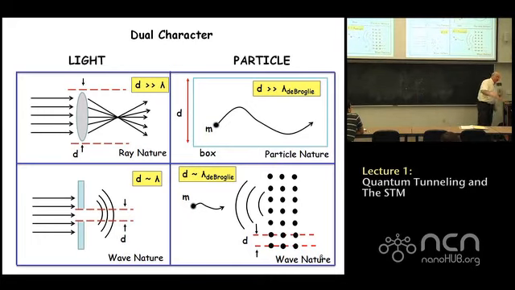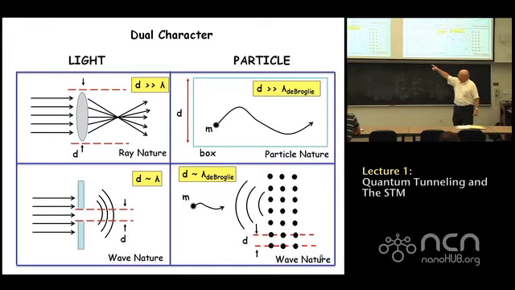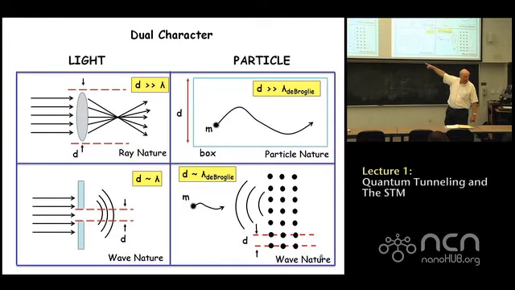And by the way, I just say light's got the same problem. It's got this same duality, right? This is not just specific to particles, right? It turns out light can behave as a ray or as a wave, depending on the size of the thing that the light interacts with.